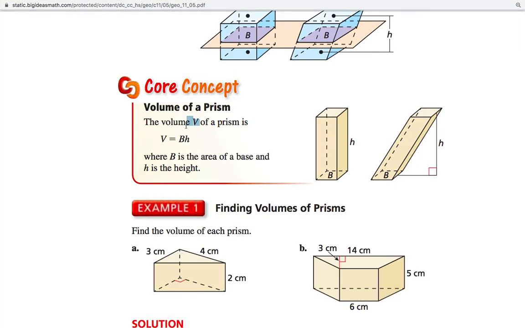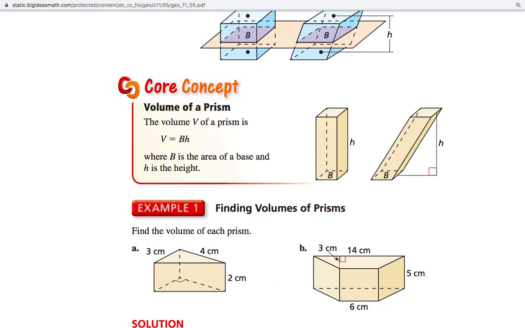Okay, so pretty straightforward. You have to find the area of the base and then multiply it by the height. Here you've got a triangle. It's a right triangle. It's a 3, 4, 5 triangle. We don't need to know the 5, but we know it's 3 and 4. You can find the area of that triangle and simply times it by 2, right?